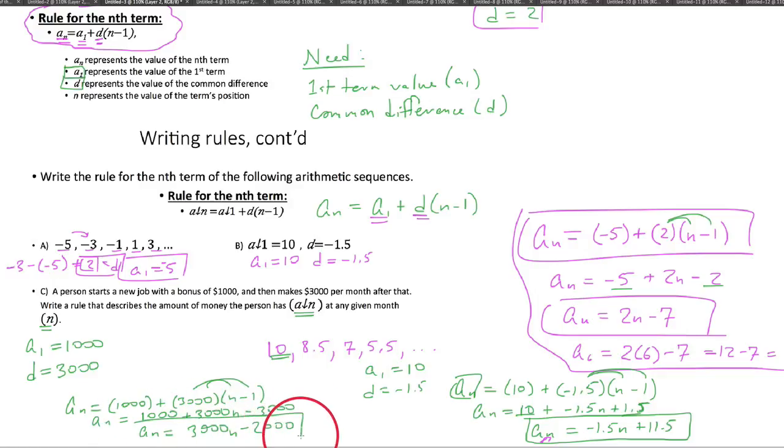And so with a rule like this, we would be able to use this to predict how much money we would have at any given number of months after our very first month there. But this is our really quick way of writing rules for arithmetic sequences, and it works 100% of the time.